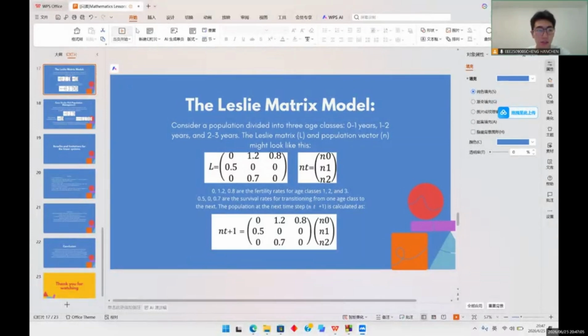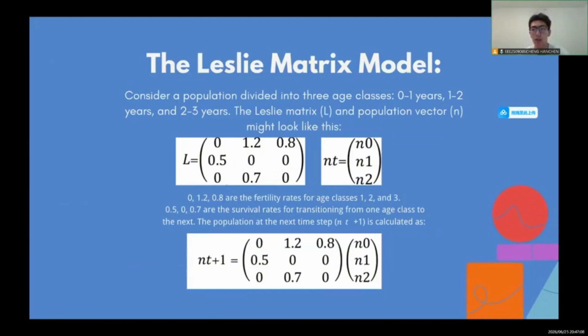Okay, now let's start the third part. The linear matrix model. You can consider a population divided into 3 age classes: 0 to 1 years, 1 to 2 years, and 2 to 3 years. The Leslie matrix L and the population vector N might look like this one and this one. And the 0, 1.2, 0.8 are the fertility rates for age classes 1, 2, and 3. 0.5, 0.7 are the survival rates for transitioning from one age class to the next. The population at the next time step, Nt plus 1, is calculated as.